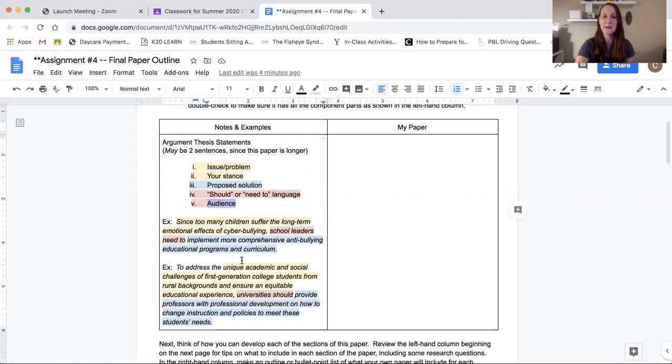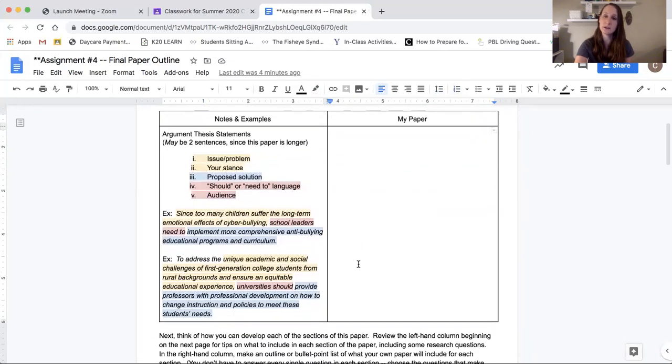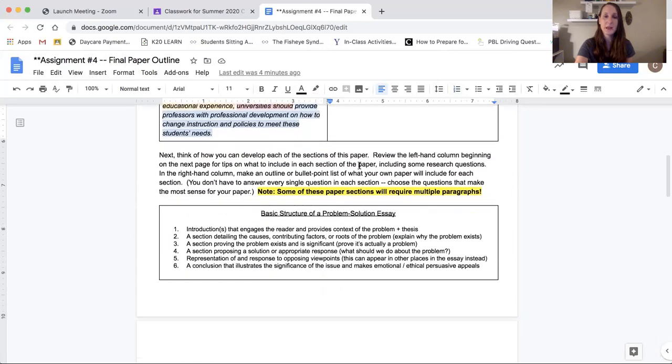And then it has some examples here, color-coded with each of these things. So you'll take your thesis and put it here. You've put a thesis already on your annotated bibliography. You can just copy and paste it here, but then double check against these to make sure you have what you need. So you'll have your thesis here at the top. And then here are some instructions. It's really important that you read the instructions very carefully on this assignment again, so that it has the most value for you.